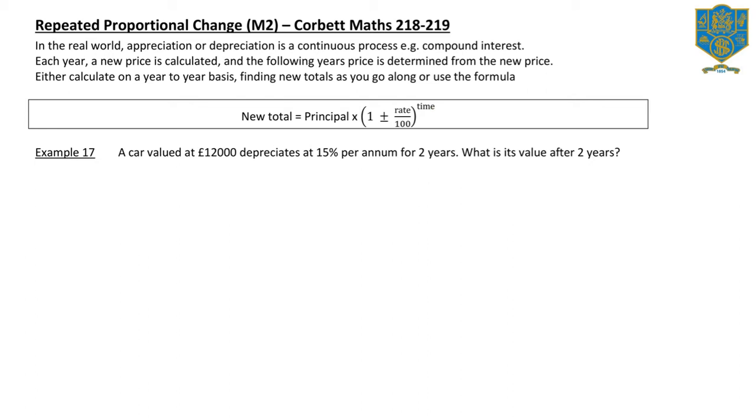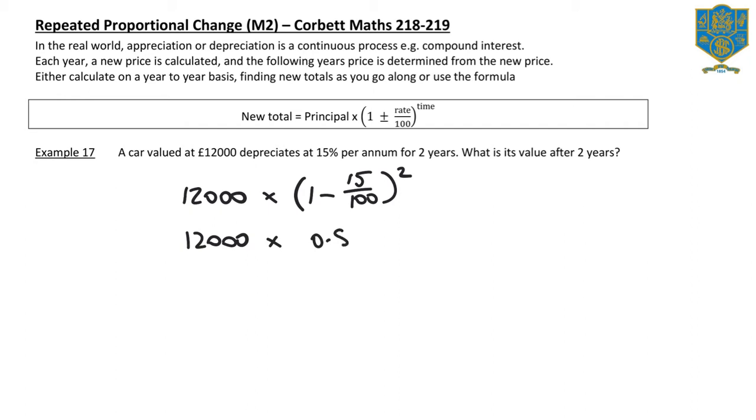So a car valued at £12,000 depreciates, so that's going to be taken away, at 15% for 2 years. What's its value? So we can use this formula where the principal is 12,000, and we're going to multiply by 1 minus the rate, so that's 15 over 100, to the power of time, which is 2. So that's 12,000 multiplied by 0.85 squared, which is £8,670.